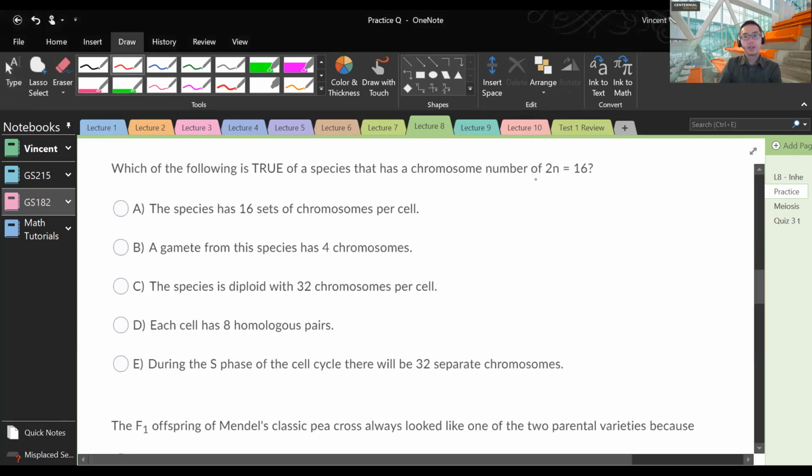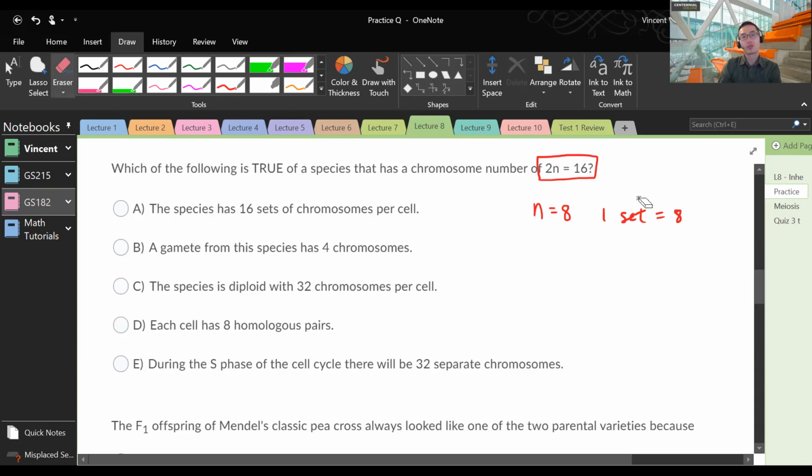2n equals 16, which means n equals 8, right? So one set equals 8 chromosomes. So let's see what this says here. A lot of people chose A. Well, not a lot, only 7 of you answered, but half of you chose A and the other half chose D. The species has 16 sets of chromosomes.